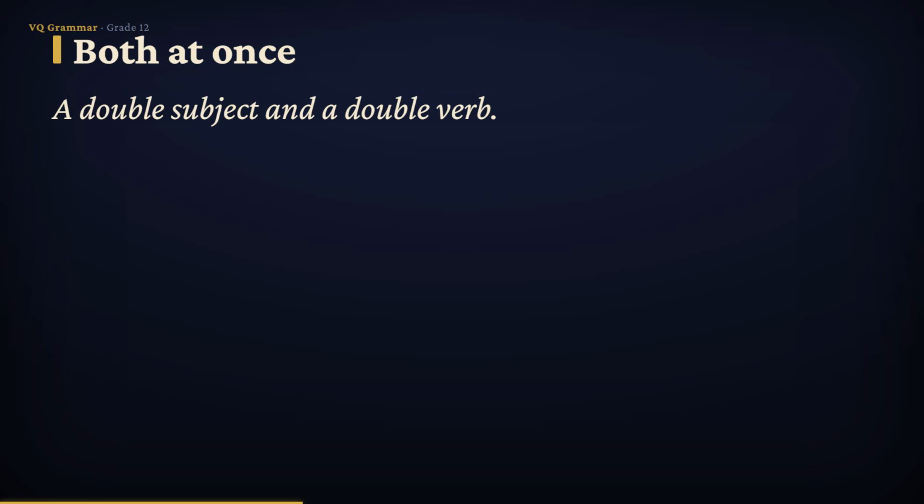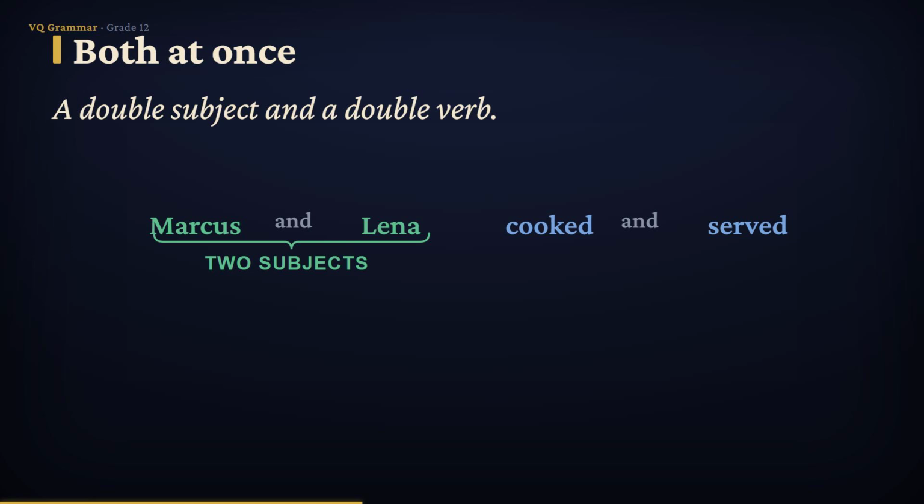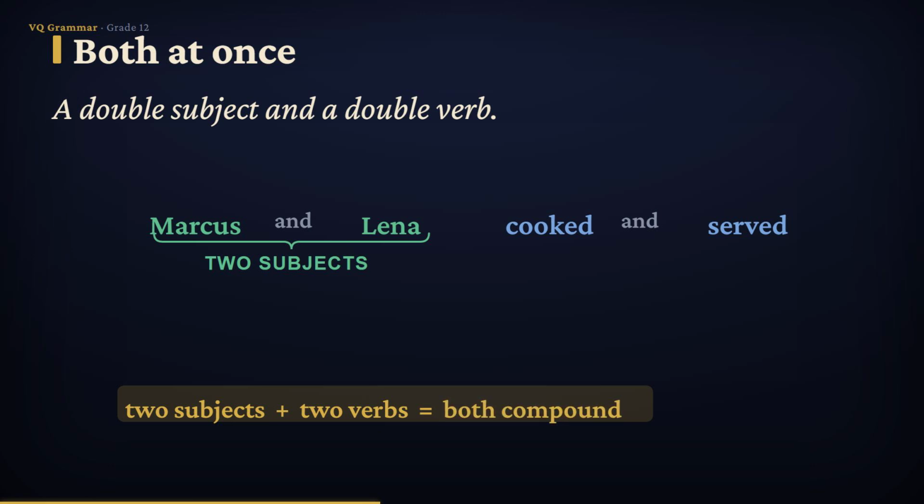Here's where it gets interesting. A sentence can carry both at once. Listen. Marcus and Lena cooked and served the whole dinner. Count the subjects. Marcus and Lena. That's a compound subject. Now count the verbs. Cooked and served. That's a compound predicate. Two doers, two actions, all in one tidy sentence, and nothing repeated. The top bracket ties the subjects together. You can picture a second bracket under the verbs. When you see two of each, you've got both a compound subject and a compound predicate working side by side.